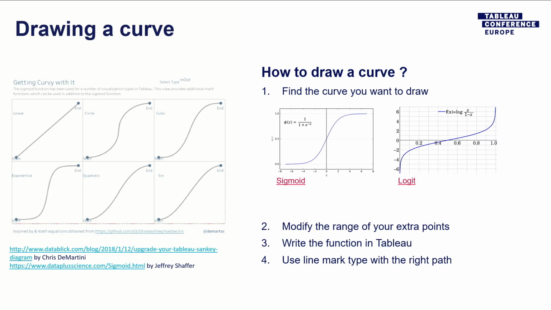Next, you have to modify the range of your extra points. What I mean by that is, as you can see, sigmoid and logit are not working within the same range. Sigmoid is working between -6 and 6, and logit is working well between 0 and 1. So you need to fix that before. Then you have to write this function in Tableau. It's not the most difficult part because, as you can see, both of the functions are not really difficult. And finally, you have to adapt, of course, the function to best fit your design and use, for example, line mark type with the right path.